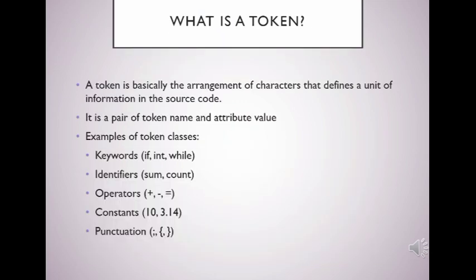What is a token? A token is basically an arrangement of characters that defines a unit of information in the source code. Each token belongs to a class that defines its meaning. For instance, keywords have predefined meanings in the language, while identifiers are user defined names. Every token has a token name which specifies its category and an attribute value which points to more information, like the actual name of the variable in the symbol table. Tokens are like the words of the programming language. They form the vocabulary used to write a valid program.